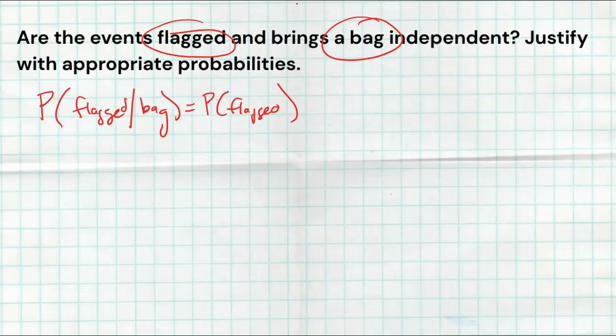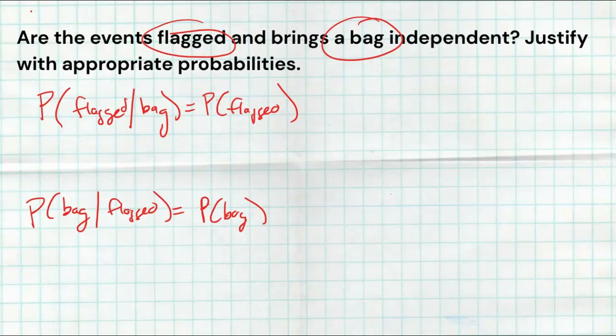Because if carrying a bag doesn't change the chance of me getting flagged, well, then I guess they're independent. Or I could completely flip those around, right? So there's another way we could do this. We could do the probability of carrying a bag given that you got flagged, and compare that to the probability of carrying a bag. Either one of these will work, but you have to be careful. How you do it will change the numbers, and it will also change how you describe it.